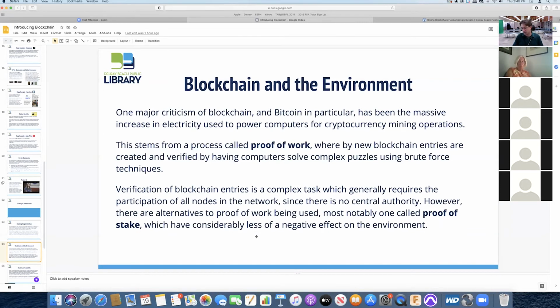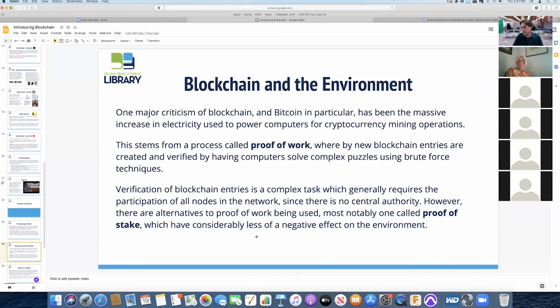Verification of the blockchain, of the entries on the blockchain, is really important because you have to make sure that the information is accurate and ready to be added to the blockchain, because you can't change it later. One such alternative is called proof of stake, and Ethereum recently did a major change to its blockchain in order to adopt this process, because it has considerably less of a negative effect on the environment.